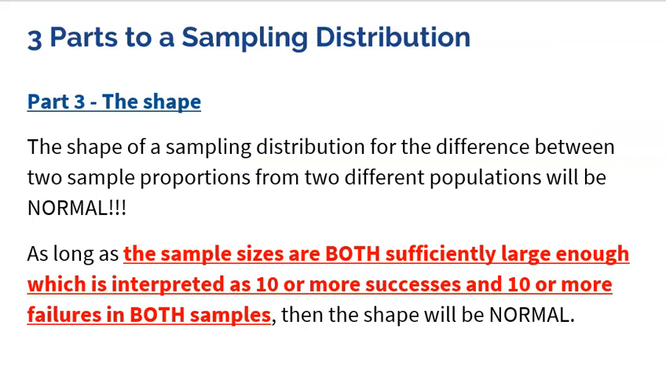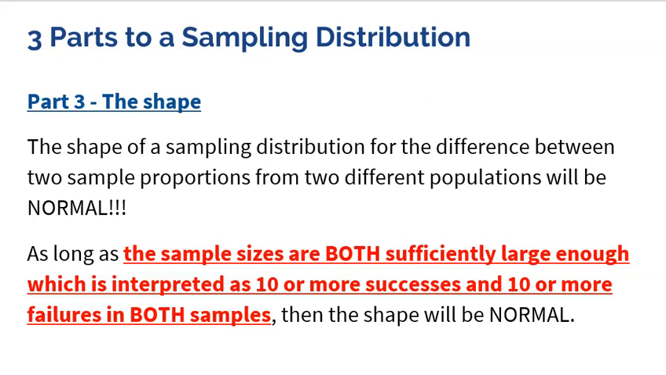All right, the third item that we need to create our sampling distribution is, of course, the shape. The shape of the sampling distribution is going to be normal, provided that both samples are sufficiently large. Now, what does that mean? We talked about this in the last topic as well. It means that both samples have 10 or more successes and 10 or more failures. You've got to make sure that you have enough in your sample to be big enough, right? And what that means is you need every sample to have 10 or more successes. So I need 10 or more girls and 10 or more boys that do their homework every night. And I also need 10 or more boys and 10 or more girls that do not do their homework every night.